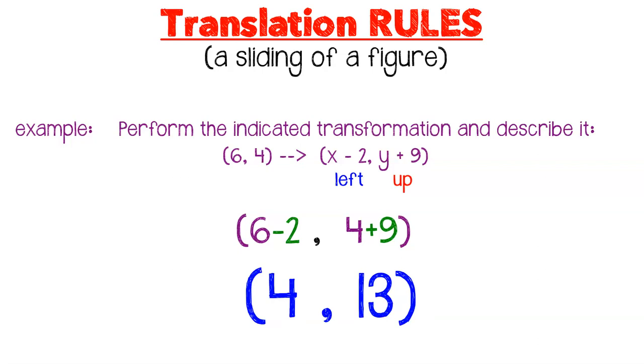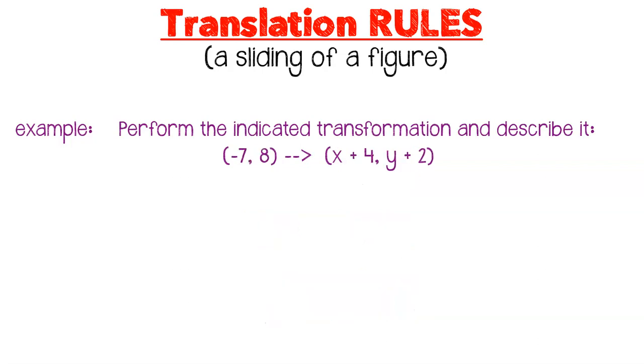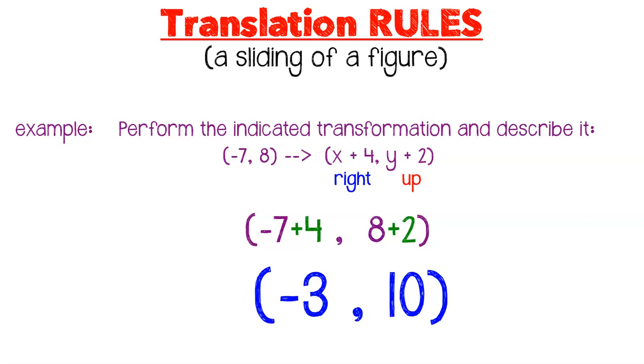Let's try that again. Perform the indicated transformation and then describe it. Again, add the 4 and the 2 to your ordered pairs. Then process the information about which direction you're moving. X is always left or right, Y is always up or down. Use the signs to help you. Positive 4 is right, positive 2 is up. And there's your new ordered pair.